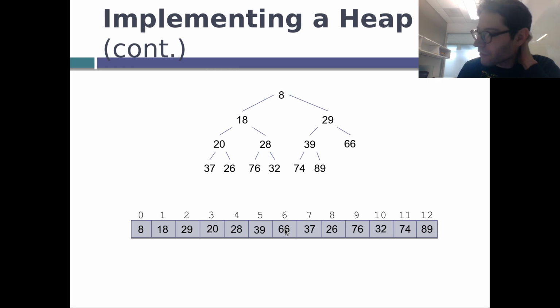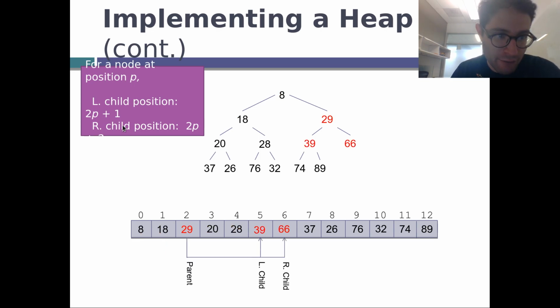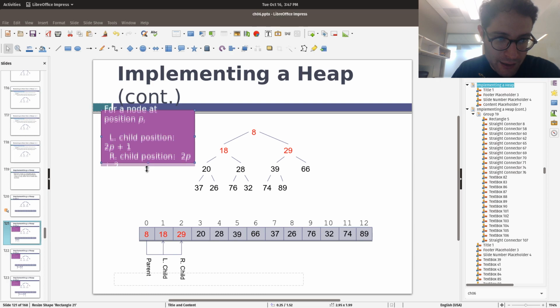Since this is an array, you don't have references to your children and you don't have references to your parents. So how do you figure that out? Well, it's a very, very easy formula, which apparently is not rendering nicely here, because converting these things doesn't necessarily work well with LaTeX.